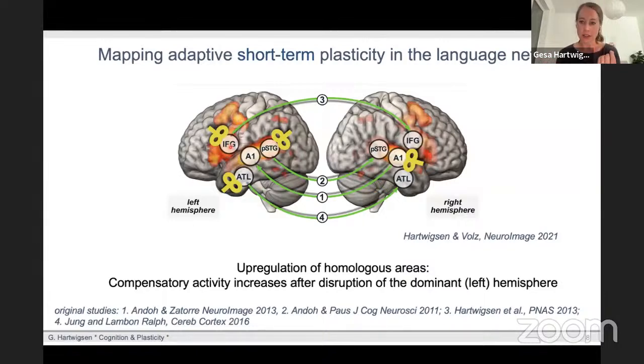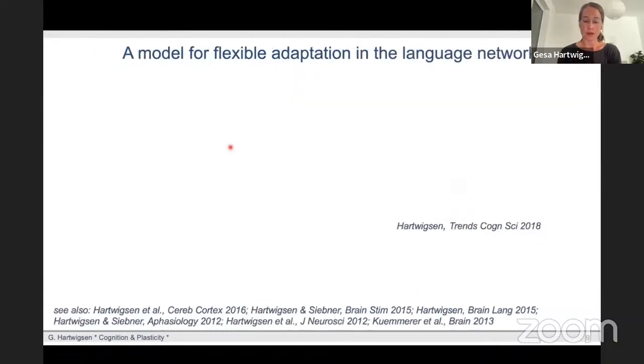And such changes in the task-related activity are usually taken to reflect compensatory activity increases after disruption of the dominant, and in case of language, mainly the left hemisphere. So the idea is that the brain flexibly adapts to the perturbation, to the inhibition of one hemisphere, by upregulating the other hemisphere. So based on these studies, I have recently suggested a model for flexible adaptation in the language network. And this model comes with two key assumptions.